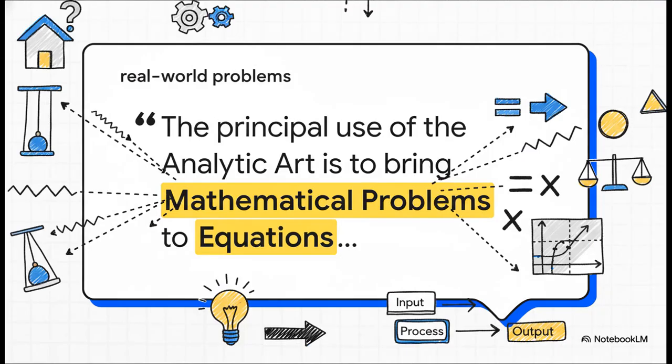You know, this quote from Edmund Halley absolutely nails it. Algebra isn't just a bunch of random rules. It's really a language, a way to take a messy, real-world puzzle and turn it into a clean, simple equation that we can actually solve.